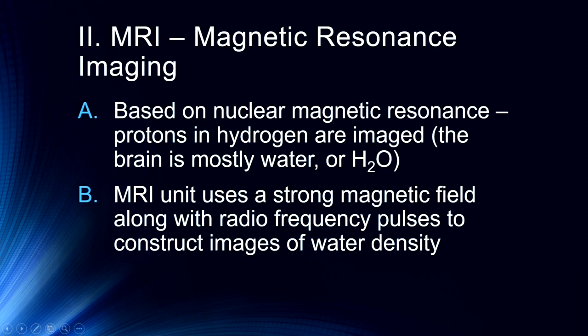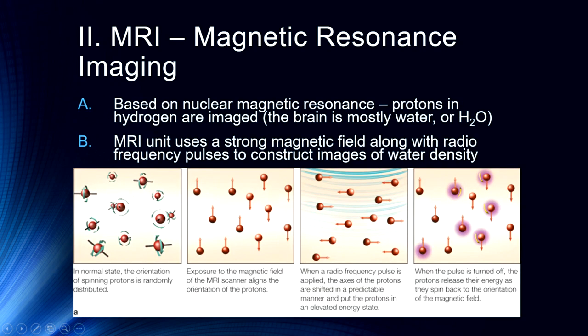So what the MRI unit does is it uses that strong magnetic field along with radio frequency pulses to construct images of water density. And so that allows us to get a pretty great look at what the brain looks like. And here's how this works. And I'm not an expert in nuclear magnetic resonance by any stretch. I'm a neuroscientist. I know how to interpret this technology far more than I understand all of its bits and pieces.